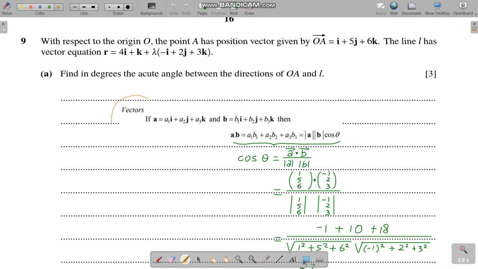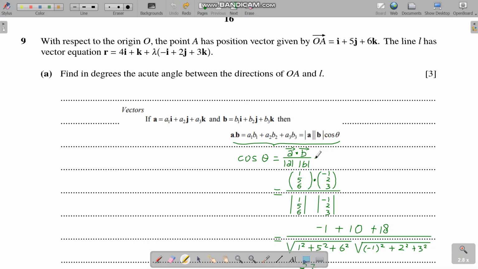So we have this vector formula in MF19, the only vector formula. This is the dot product. If you rearrange this and divide both sides by the magnitude of A times the magnitude of B, we have this form. This is the form we're going to use: A dot B divided by the magnitude of A times the magnitude of B.